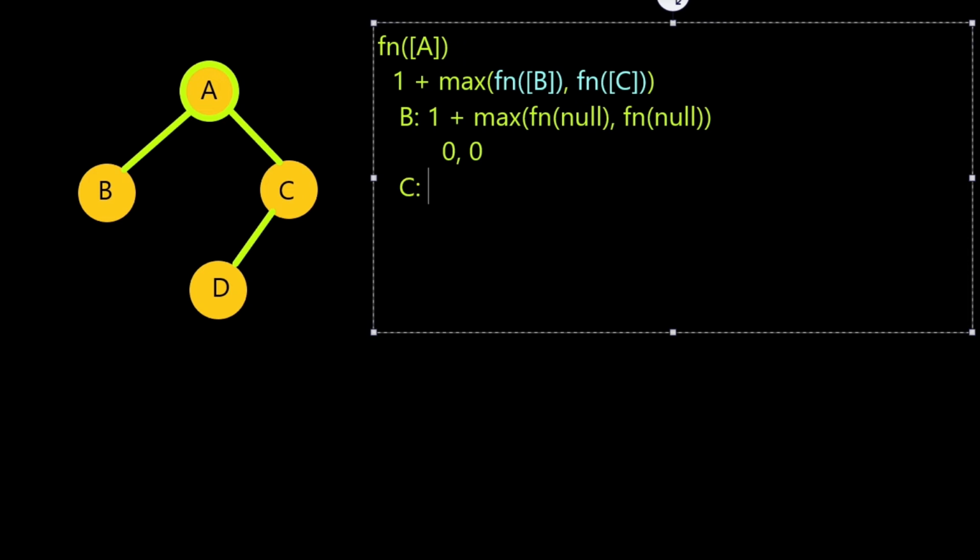Now we go over to C. C is not null, so not going to hit the base case. And we're going to make calls on its left and right children. So that's D. And C has no right child, so that's null. Let's change that color.